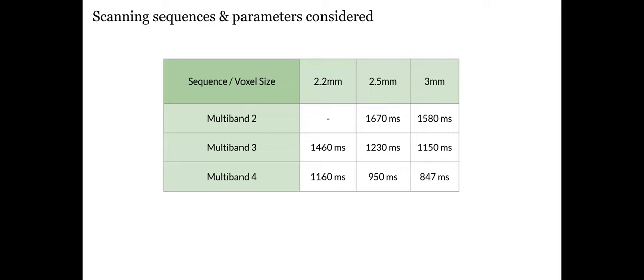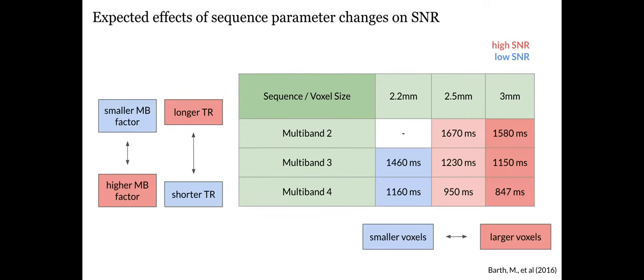The AVSNR stimulus was presented while scanning with 8 different sequences spanning the multiband factors 2, 3, and 4. Different voxel sizes were tested with the multiband sequences, including 2.2 millimeters, 2.5 millimeters, and 3 millimeters. Each sequence and its parameters have an effect on the SNR that we are expecting.